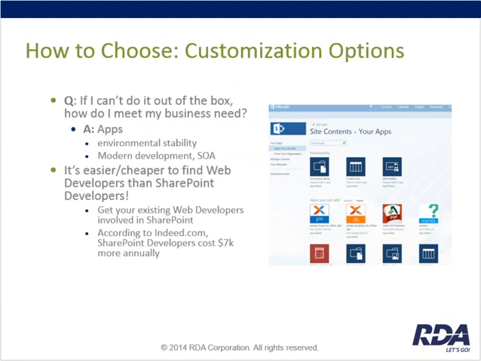From a customization perspective, we talked about this a little bit, but if I can't do something with SharePoint out of the box, you have to ask yourself, how can you meet your business need for customization? And the answer in the newest version of SharePoint should always be apps, whether it's on-prem or SharePoint Online. The reason is that you get the environmental stability of not deploying custom code and having it run on the server. It also adopts a more modern, service-oriented architecture development approach.